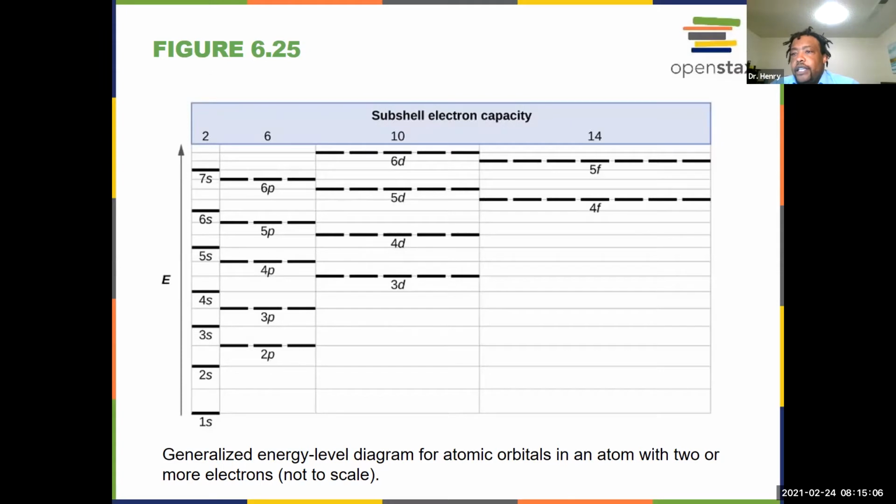Okay, so let's give this a shot. So this is basically a general energy diagram. So let's do carbon. How many electrons does carbon have? 6. Okay, so carbon has 6 electrons.